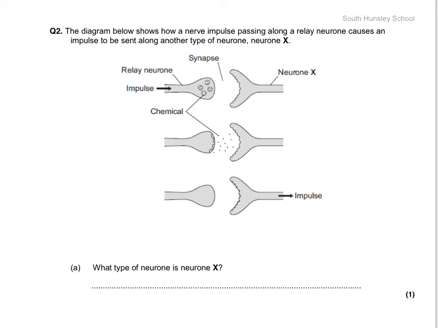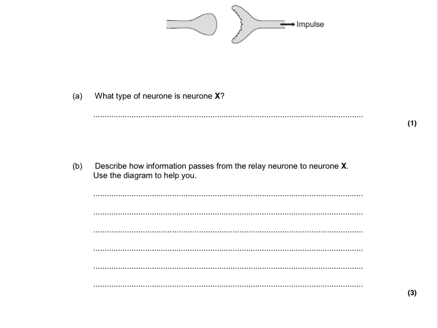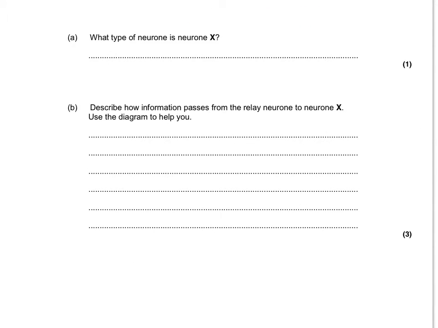Again, this question is a factual recall question, and the answer to what type of neuron is neuron X is a motor neuron. For question 2b, it's a 3-mark question, so you needed to make 3 points. For your first mark, you had to say that the relay neuron would release a chemical. Instead of the word chemical, you could use the word neurotransmitter. For the second mark, you had to say that this chemical or neurotransmitter diffuses across the synapse. And for the third mark, you had to say that this chemical or neurotransmitter would then bind to neuron X.